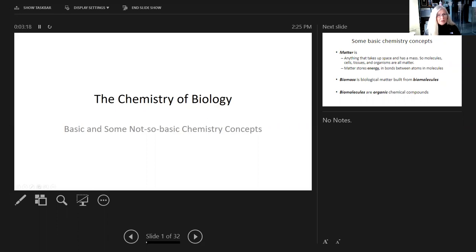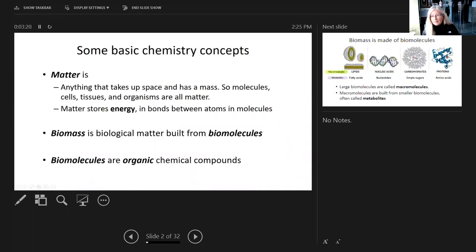So, just kind of starting with the basics of what is matter, right? Does matter matter? I always wondered that. All right, so where did they come up with this word? Matter is defined as anything that takes up space and has a mass. So essentially, that's pretty large. Everything is matter, which means also that molecules that cells are made out of, the tissues that are made out of cells, organisms that are made out of tissues, we're all matter.